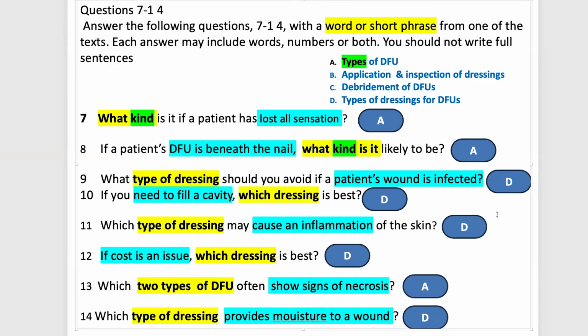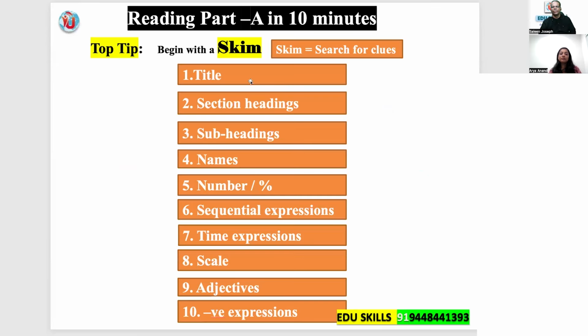And if you remember the basics which I taught you about how to do the skimming, when you skim in the initial stages, I recommend maximum maybe 20 seconds for a text, just to identify the title, section headings, subheadings, names. Names means names of people or designations, names of body parts, medicines, the disease condition, or any instrument, whatever the names. Then number or percentage, sequential expression, time expressions, scale, adjectives, and negative expressions.